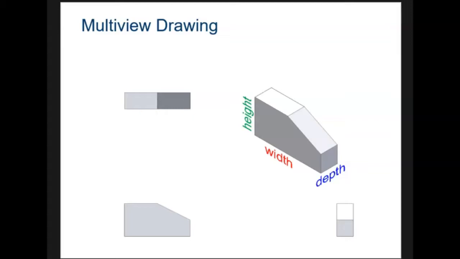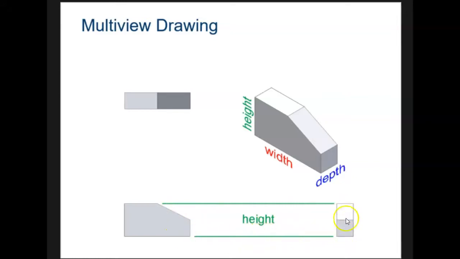Construction lines can be used to help project the views from the first view drawn. So let's look at that. You can see the height of the part. These would be the construction lines. On the right side, it's the same exact height.